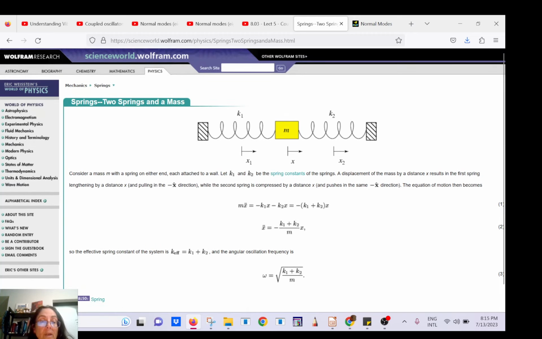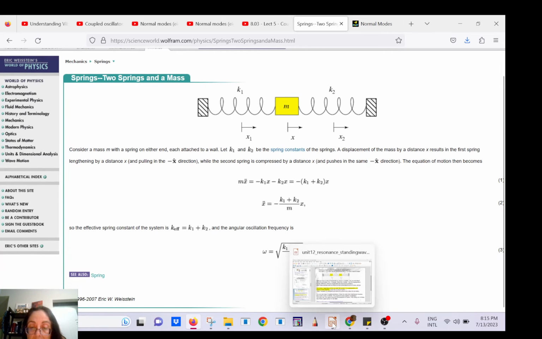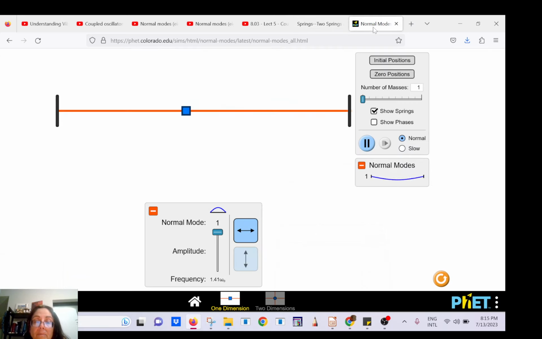Okay, nothing special here. It starts with two springs and a mass. Okay, so let's go back to my simulation. I lost it here.